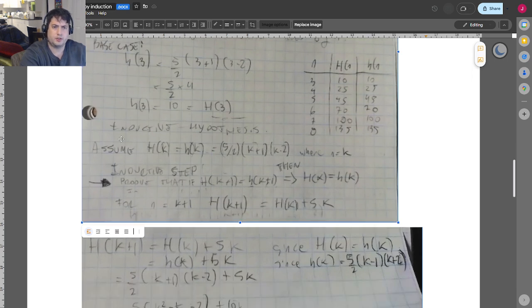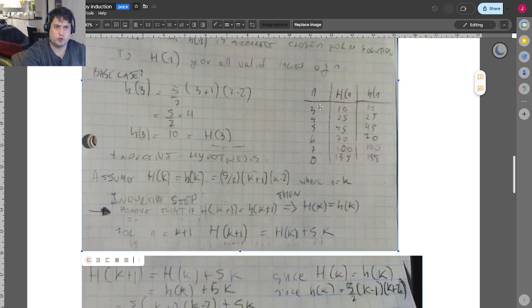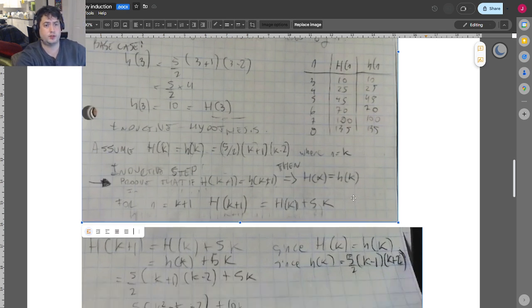This is the inductive hypothesis, and our inductive step is to prove that if uppercase h of k plus 1 equals lowercase h of k plus 1, then we have a closed form solution to h of n, which means that for any n value, uppercase h of k is equal to lowercase h of k.